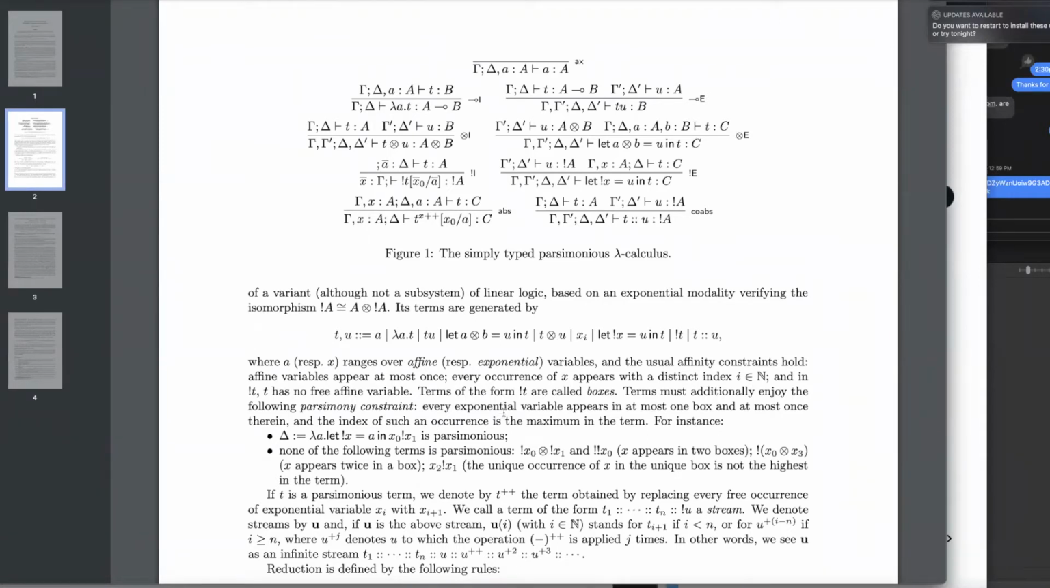Okay, so let's give some examples. So lambda a dot let bang x equal a in x0 bang x1 is parsimonious. Does that make sense? So x0 doesn't occur in a box, but x1 does occur in a box, and it's the maximum in the box.